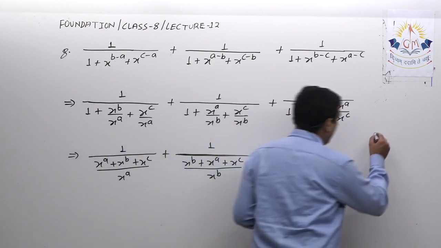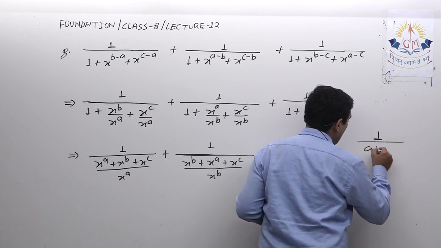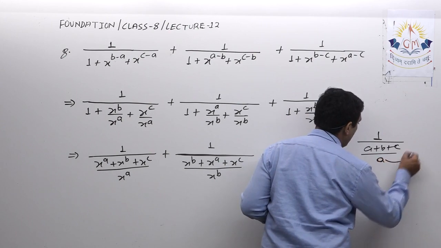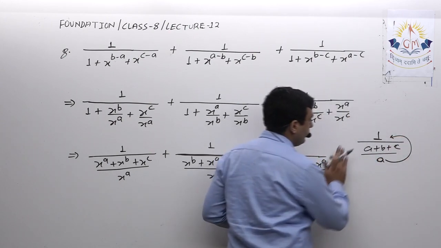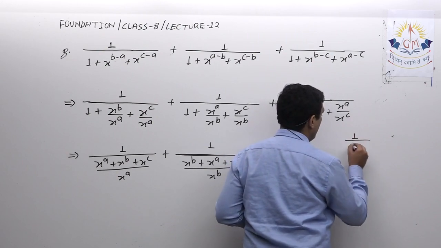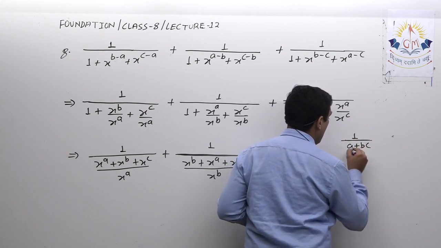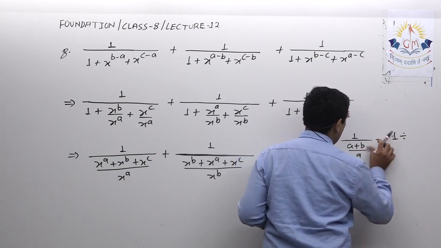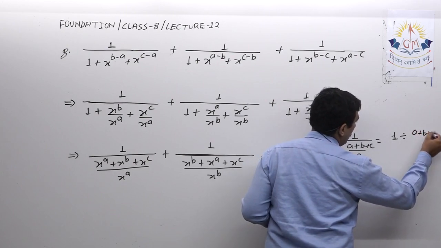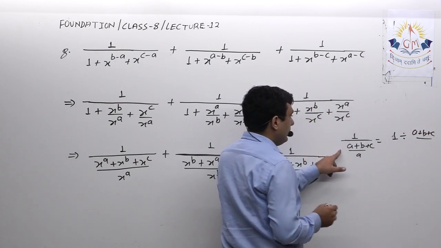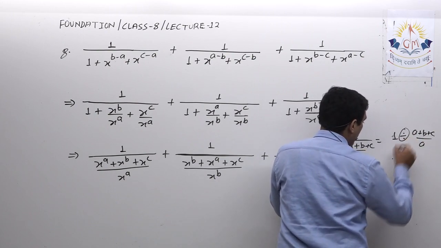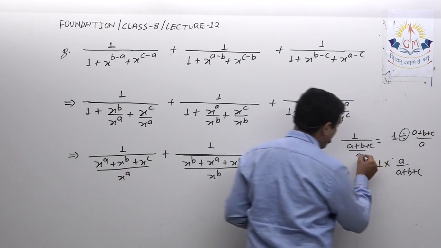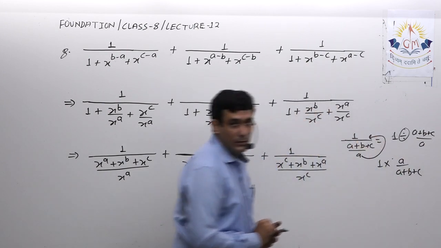Now actually I have something like this, 1 upon a plus b plus c upon a. So this a actually will come over here. Okay, try to understand in this way. I have 1 upon a plus b plus c upon a. That means I have 1 divided by a plus b plus c upon a, isn't it? 1 divided by this. So if I convert this sign, I will get 1 into a upon a plus b plus c. In short, I say simply this denominator will come in the numerator.